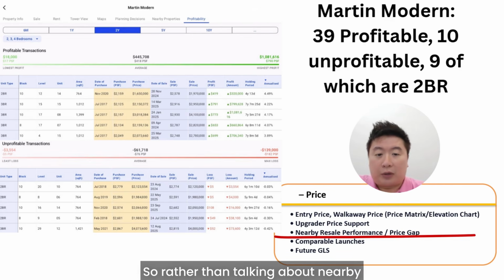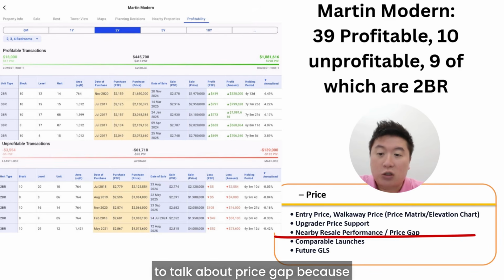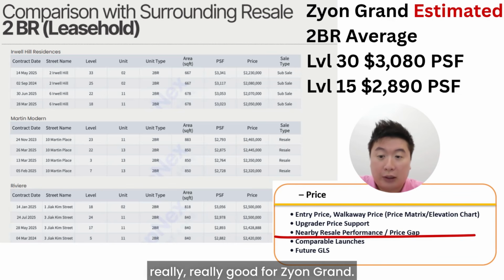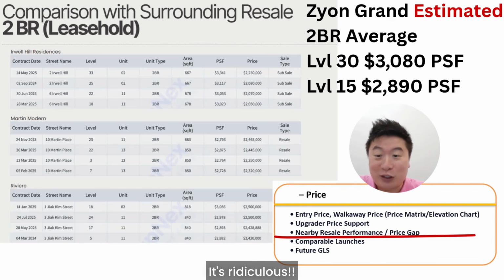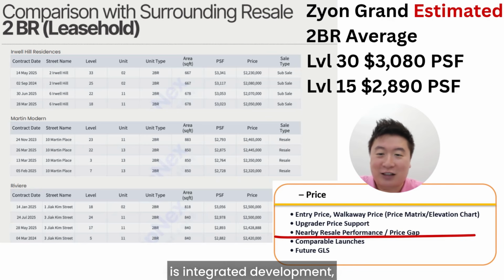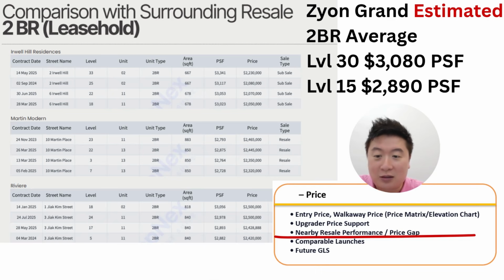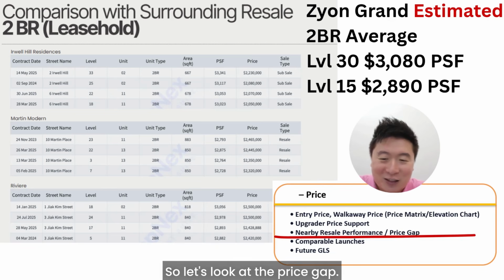So rather than talking about nearby resale performance, I think I want to talk about price gap because the price gap is really, really good for Zion Grand. It's ridiculous. If you consider that Zion Grand is integrated development, almost right at the edge of CCR, you compare it against the other projects near it, less than 1 kilometer away, the price gap is really something I have not seen because the new launch prices are lower than the resale prices. It's amazing. So let's look at the price gap.